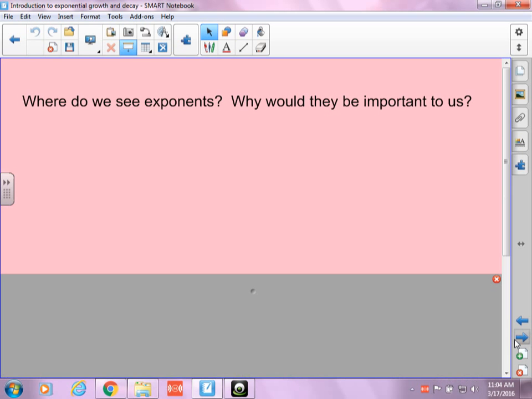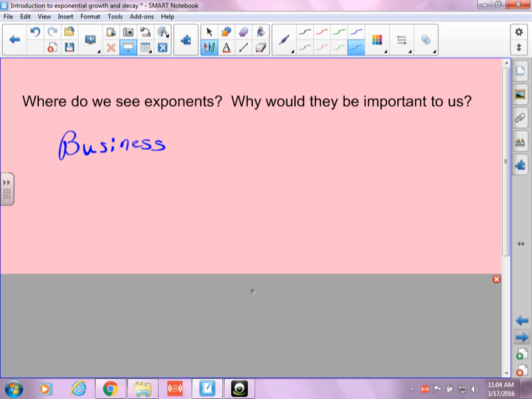All right? Question. The state of Minnesota says that we need to study exponents. Why? Who cares? They say we need it. Well, where do we see exponents, and why would they be important to us? What do you think? Yes? In the business world, with large amounts of numbers. Absolutely. Yeah, we see this in the business world. When we see very large sums of money, the federal debt, right?